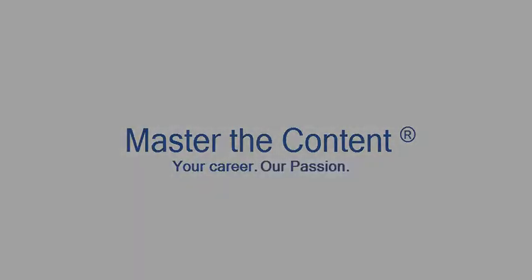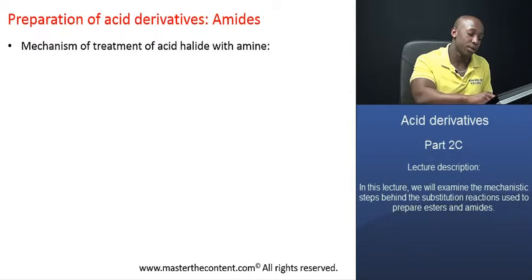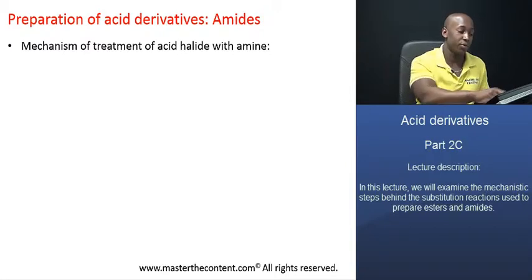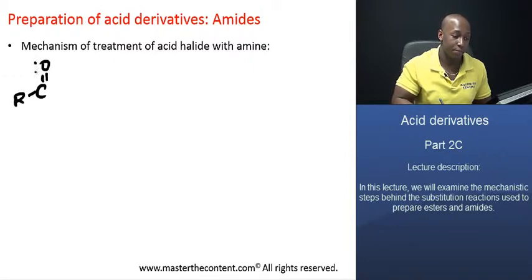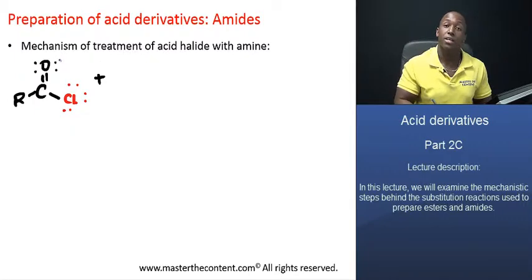Your career, our passion. We're going to do a few examples right here. We're going to go through all three of them. The first one obviously being the treatment of an acid halide with an amine. So I'm just going to draw out a very generic acid halide right here. And as you can see, the first step in this reaction would be, of course, a nucleophilic addition step.